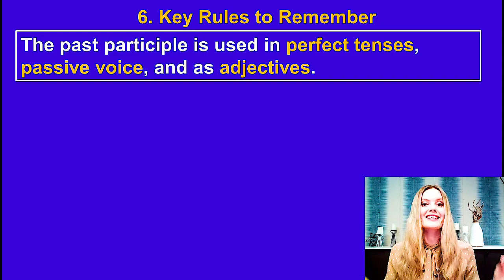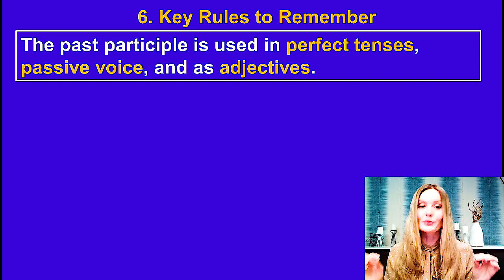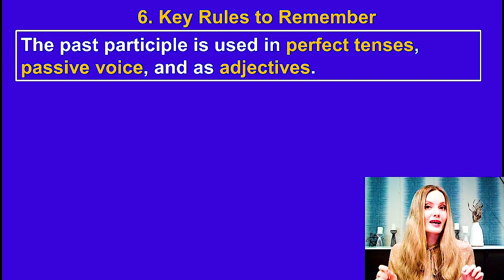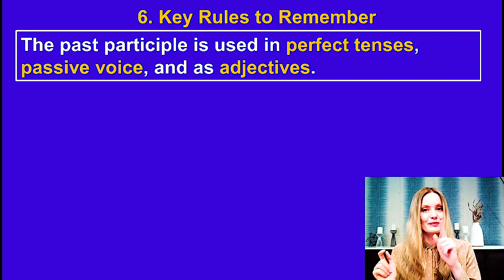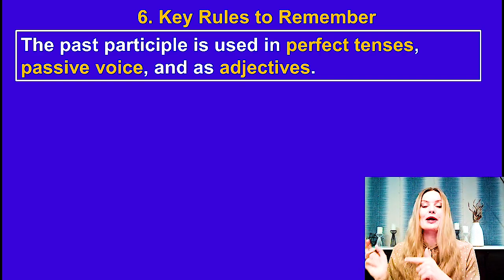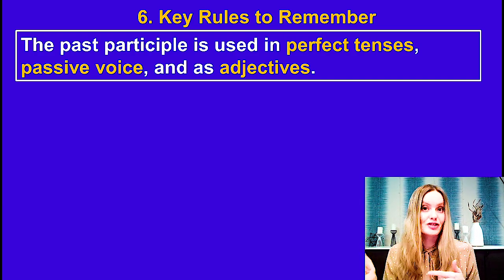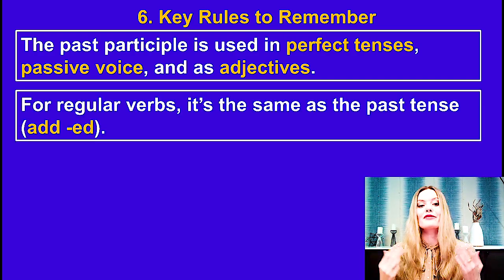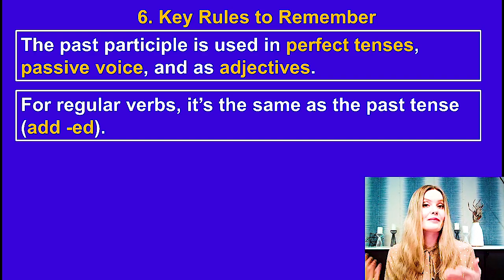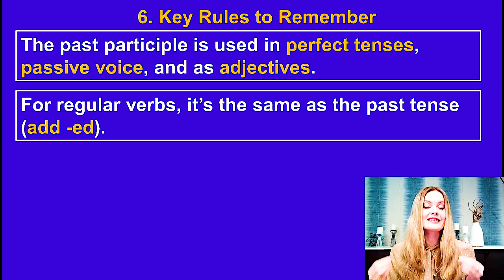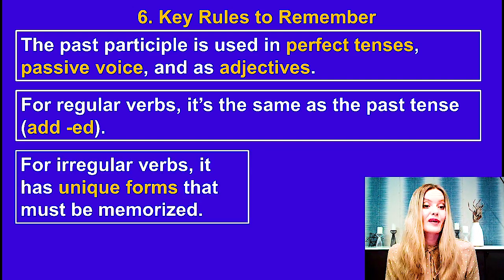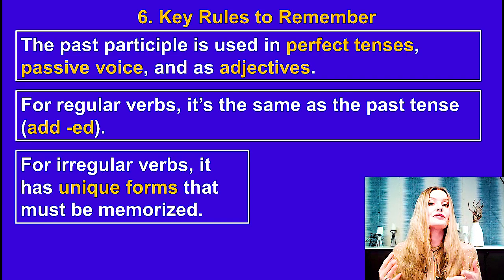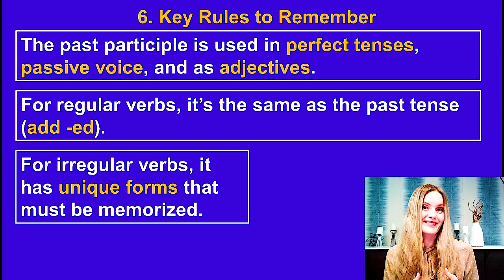So at the end of this lesson, I would like you to remember the key rules. Rule number 1. The past participle is used in perfect tenses, passive voice, and as adjectives. Please remember, in perfect tenses, passive voice, and as adjectives. Rule number 2. For regular verbs, it is the same as the past tense. You just simply add the ending ed. And rule number 3. For irregular verbs, it has unique forms that must be memorized.